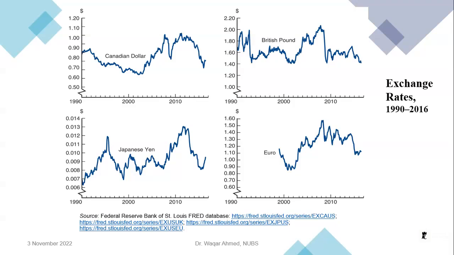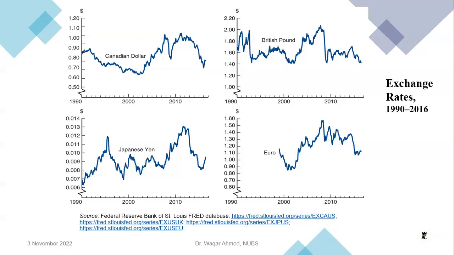Okay, so here we have a slide that shows exchange rates during the period from 1990 to 2016, right? So we have different currencies. On the top left, we have Canadian dollars, top right, British pounds, Japanese yen, bottom left, and euro, bottom right. Okay. So you can see it is quite a volatile market.